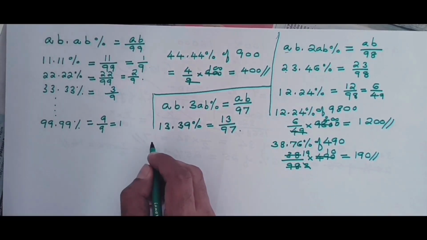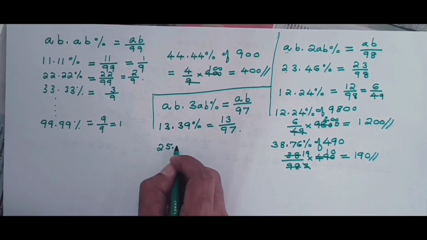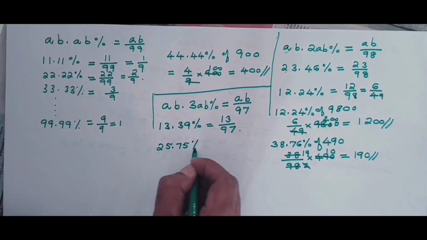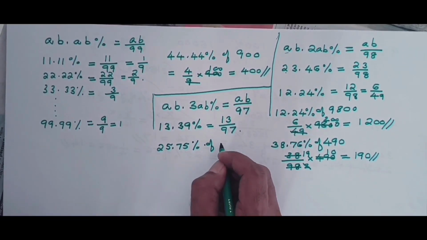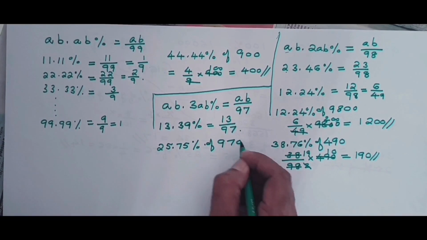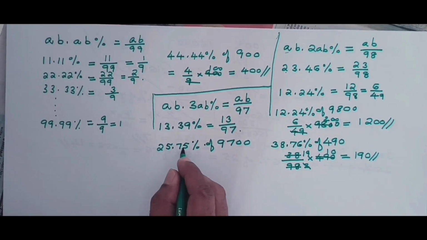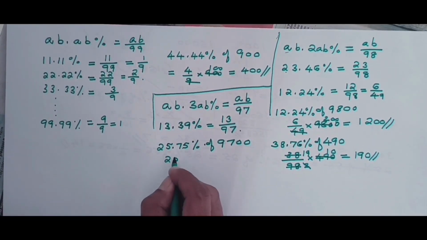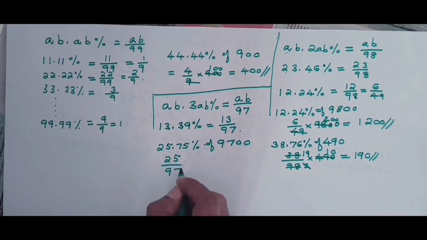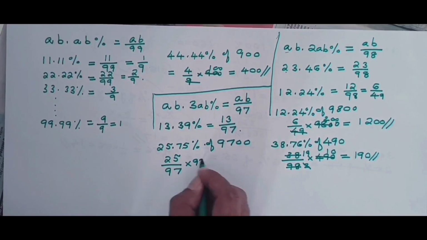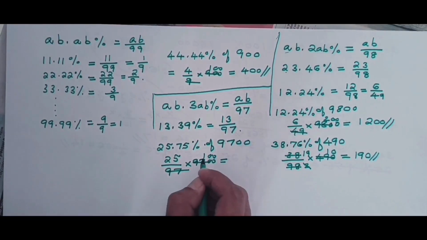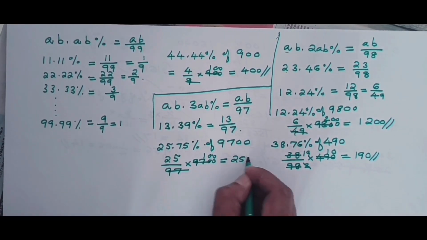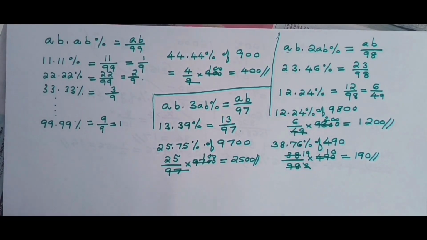Similarly, you think of some other number, say 25.75%. Say, which number do you want to find out? Let me find out 9,700. How do you find out? This is thrice. So this will be 25 divided by 97 of 9,700. It goes 100 times. This multiplied by 25, 2,500.